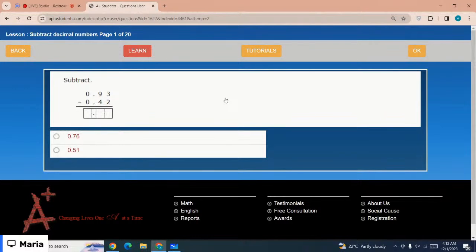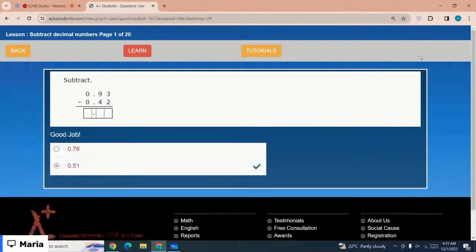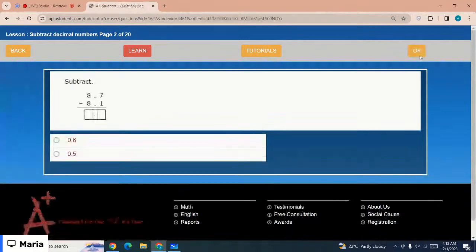Yes, very good. The correct option is 0.51. So the important thing here to learn is you must line up the decimal point. The rest you already know how to add and subtract, right? Okay.